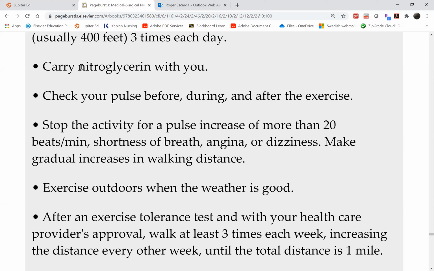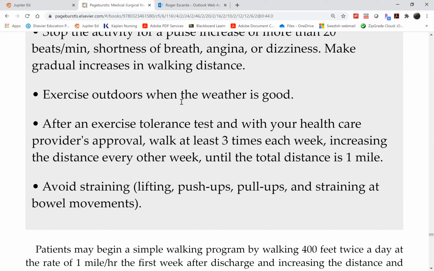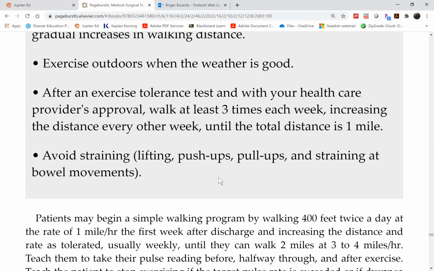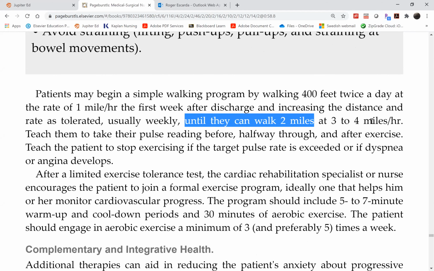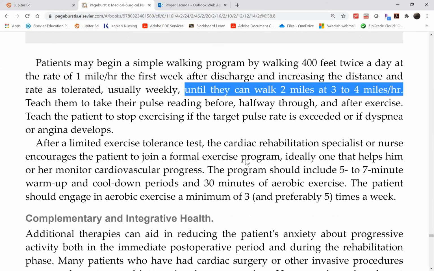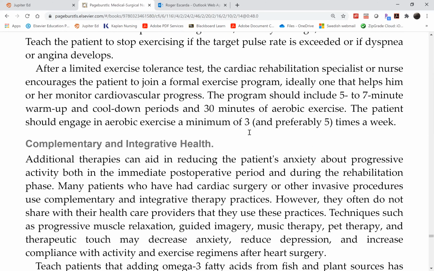They will be taught to carry nitroglycerin always. So after an MI, they will be at risk for another one. No straining. Okay, so that means, will they be on stool softeners? Yes. Okay, this is your gradual increase until they can reach 3 to 4 miles. Okay, so that's for exercise.